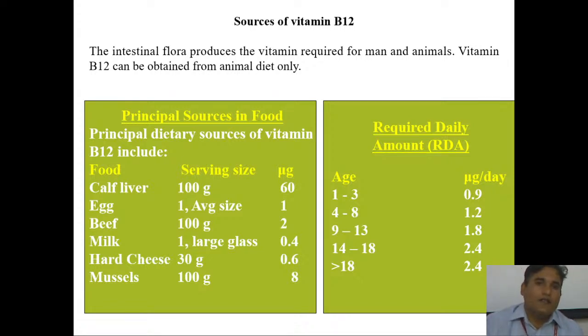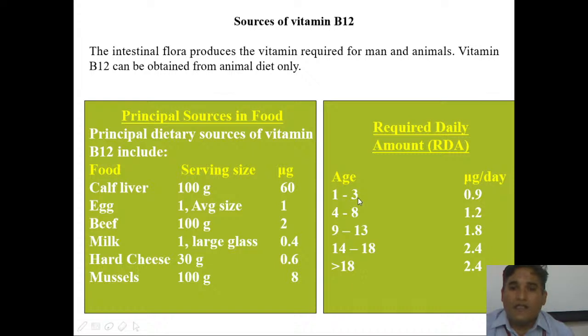These are the principal sources of vitamin B12. Liver, calf liver, eggs. 100 grams of calf liver contain 60 micrograms of vitamin B12. Eggs, one egg of average size contains 1 microgram. Beef, 100 grams contain 2 micrograms. Milk, one large glass contains 0.4. Hard cheese, 30 grams contain 0.6, and mussels.